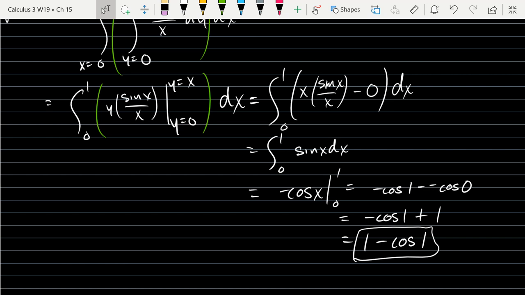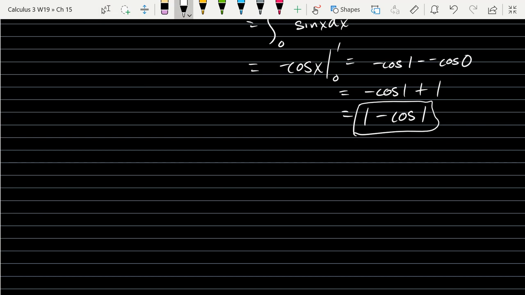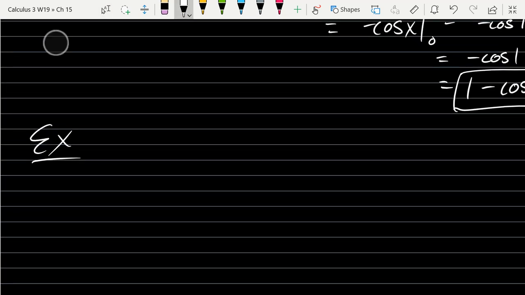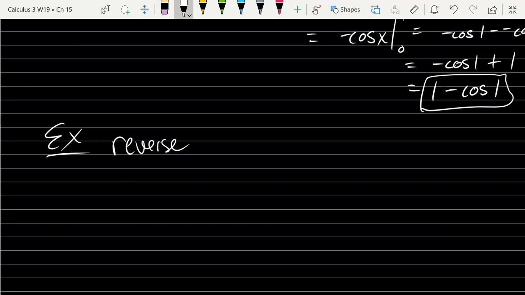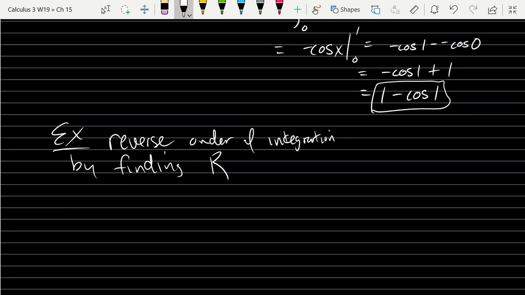Our last example, we're going to reverse the order of integration. So I'm going to give you one type, and you're going to turn it to the other type. The tricky part is you need to figure out what region you're working over. So you will need to find the region. Our double integral, the outer bound, 0 to 2, the inner bound, x squared to 2x. The 4x plus 2 doesn't matter to the region.